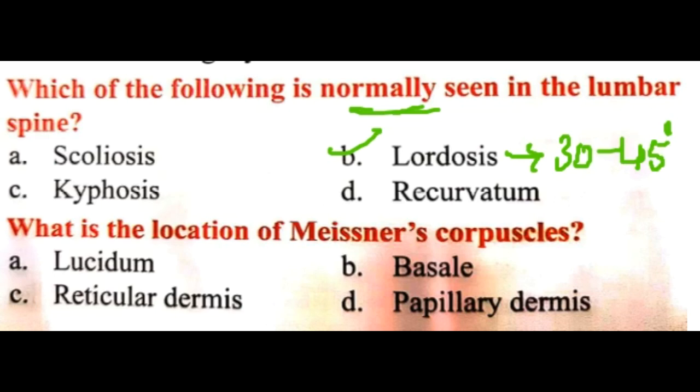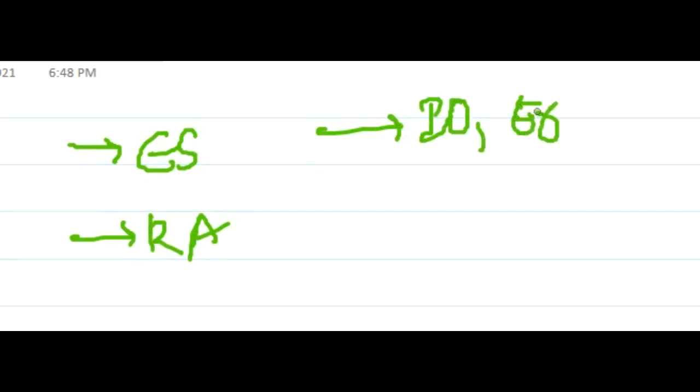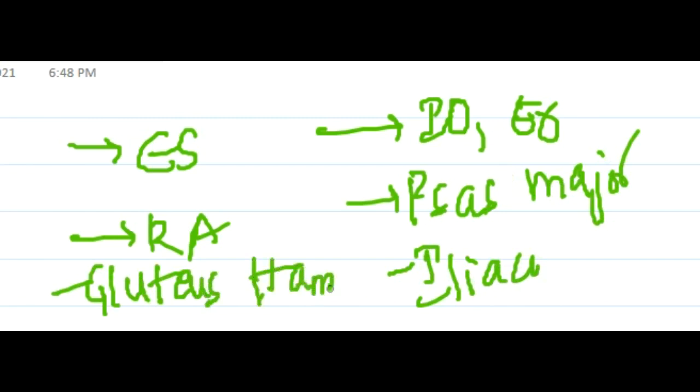The muscles which are responsible for this lordosis include the following. They are erector spinae, rectus abdominis, internal oblique and external oblique, psoas major, iliacus and gluteus, and hamstring muscles. So these are the muscles which are responsible for this lumbar lordosis which is seen. This lordosis can be increased whenever there is weakness of these abdominal muscles, right? But normally we will have lumbar lordosis.